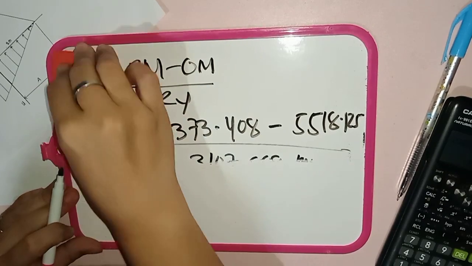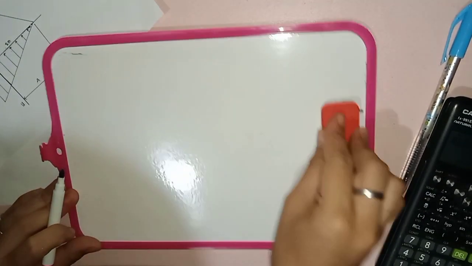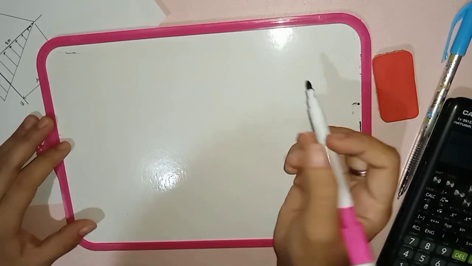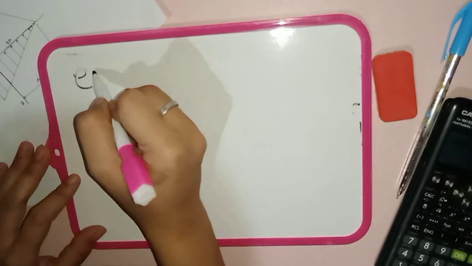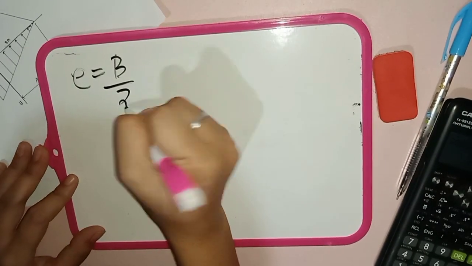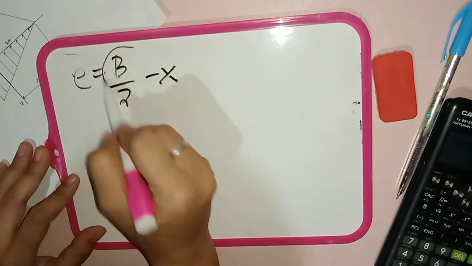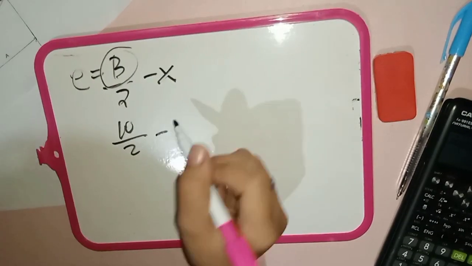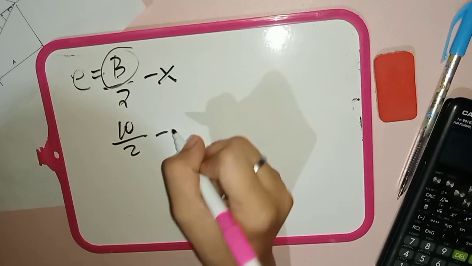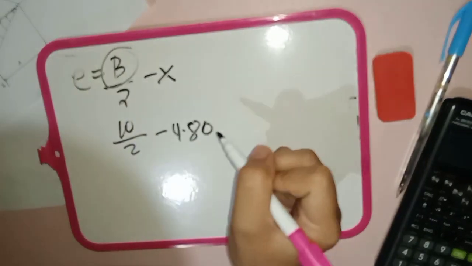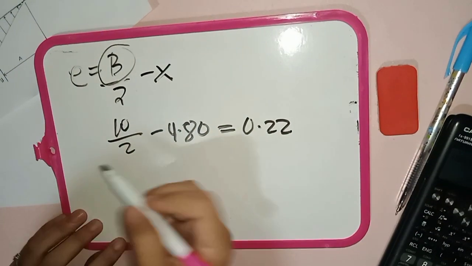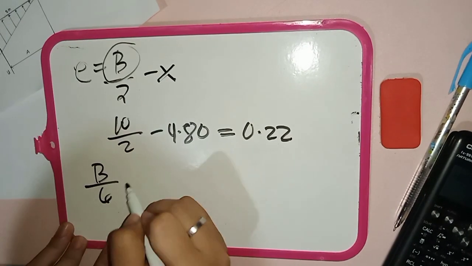So next, we are looking for the resultant pressure. The eccentricity e is b over 2 minus x. Our base here is 10, so 10 over 2 minus our x, which is 4.80, equals 0.22. So we will check whether it is greater than b over 6.